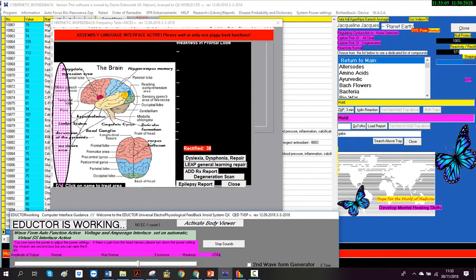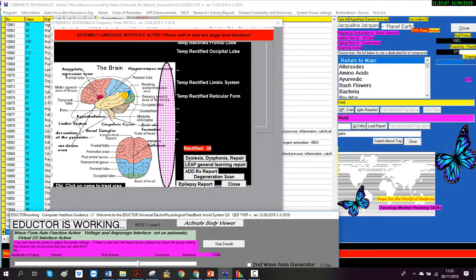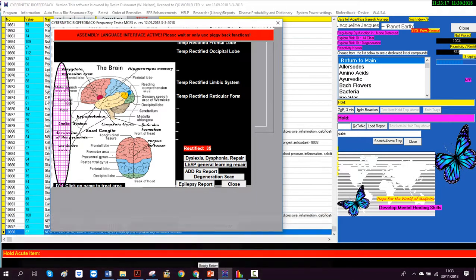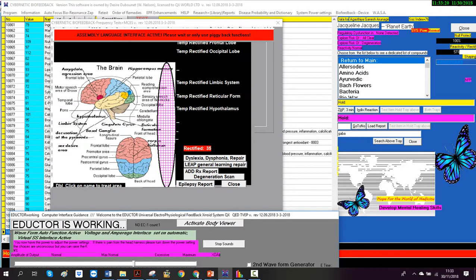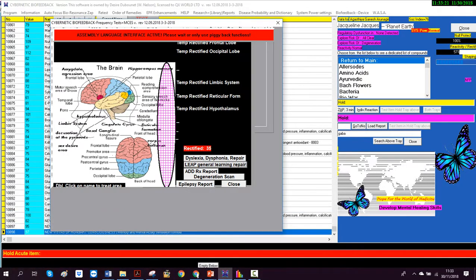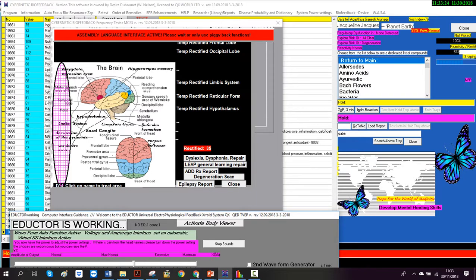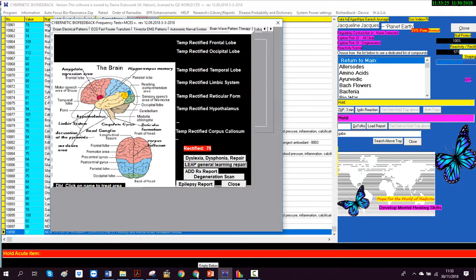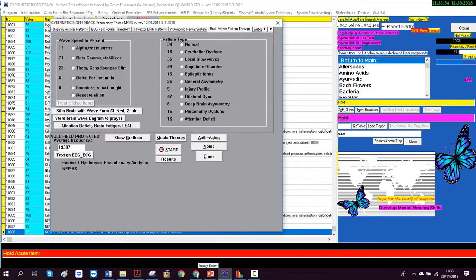The integration of the left and right hemisphere is not well balanced, and it will look also at the front and back harmonization of the brain and the top and below. Okay, so this is good. We can work on this. This is the part where we can work on the brain.